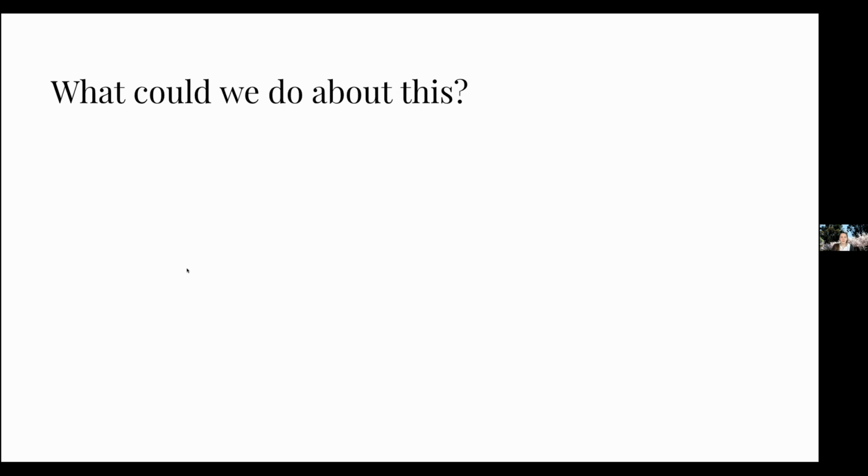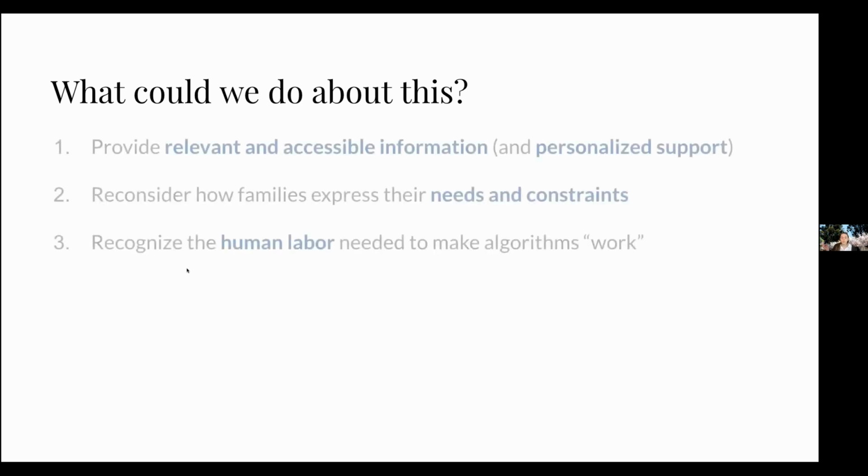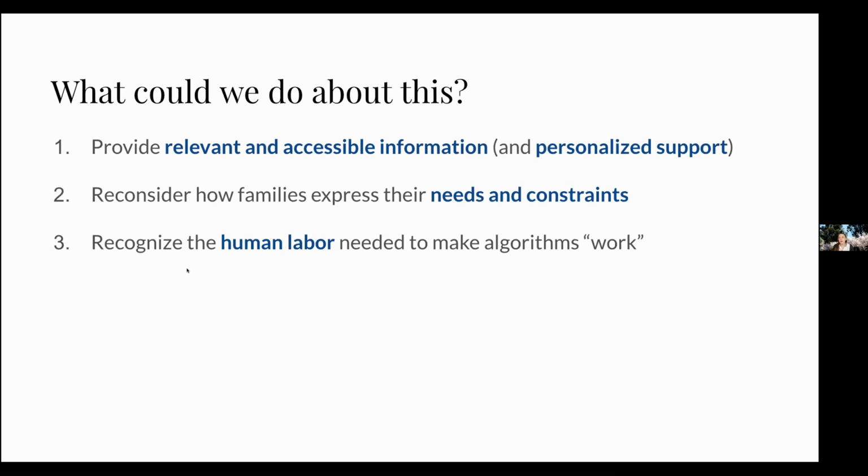So what could we maybe do about this? Before talking about some of the things we think might be interesting, I just want to preface this by saying that I personally have been working on this for around a year, but when we're talking about algorithmic systems, like I said at the beginning, they are just one small part of a much larger system that people have been thinking about for a very long time. So some of the things that we think might be helpful could be providing relevant and accessible information and making sure that's complemented with personalized support to help people actually use that information.